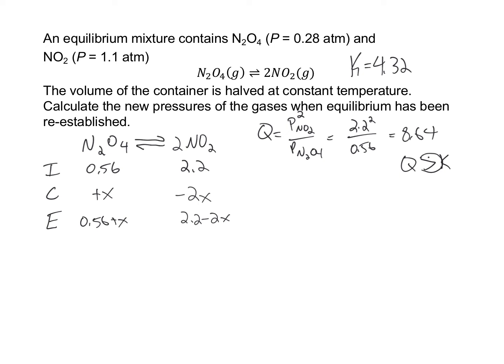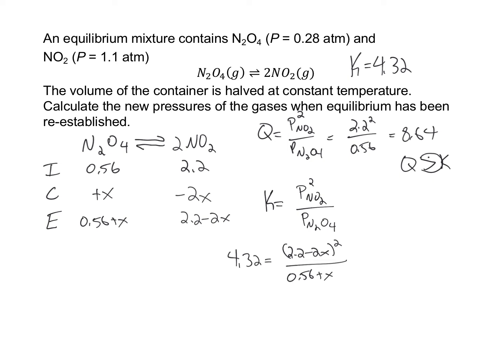So now that we have an expression for the equilibrium concentrations, and we know K, we can plug everything into the equilibrium constant expression. So we know K is going to be the pressure of NO2 squared over the pressure of N2O4. And so we have 4.32 is 2.2 minus 2x squared over 0.56 plus x.